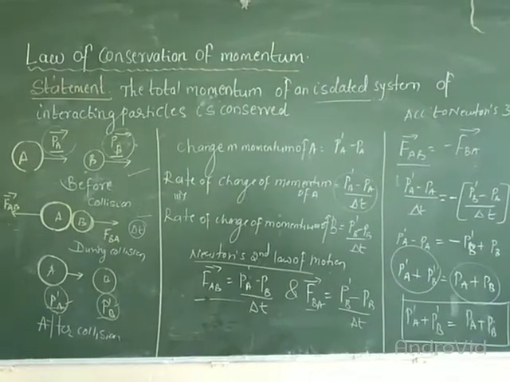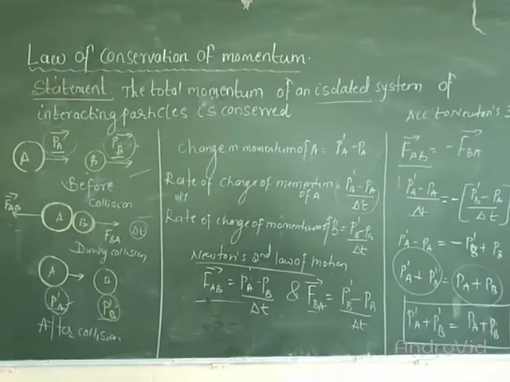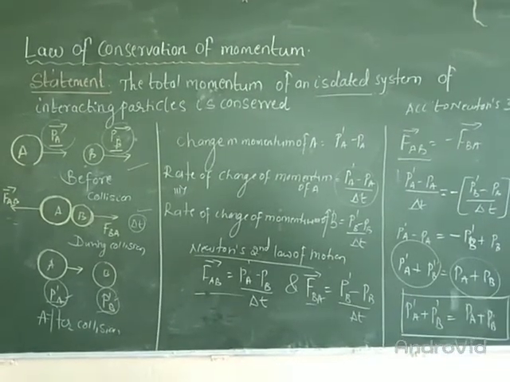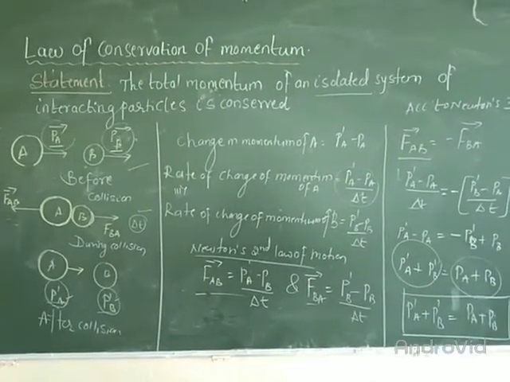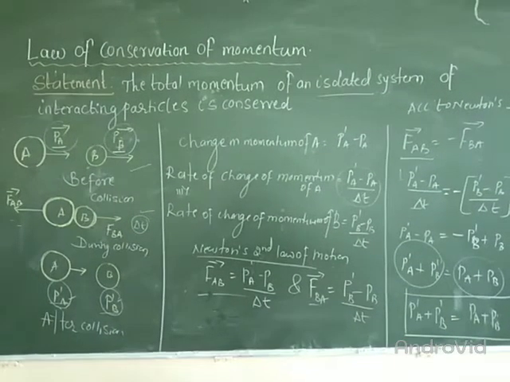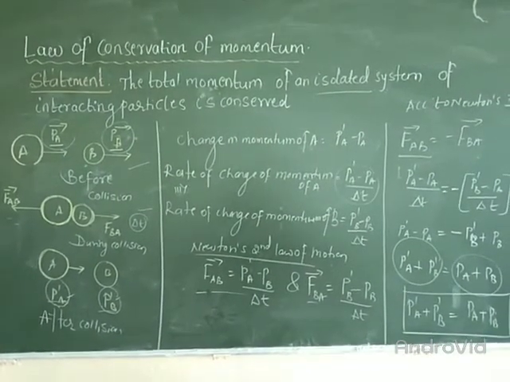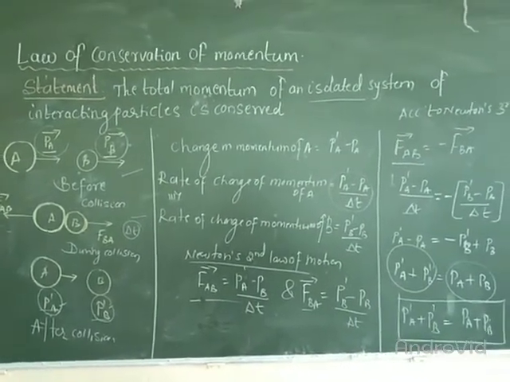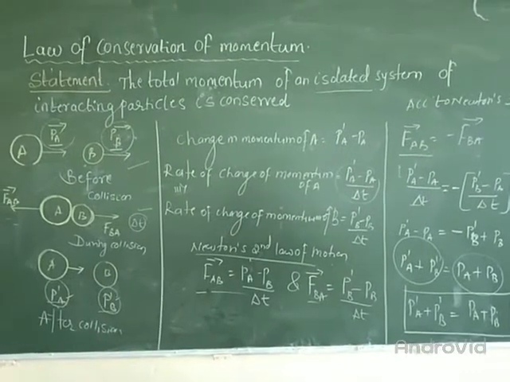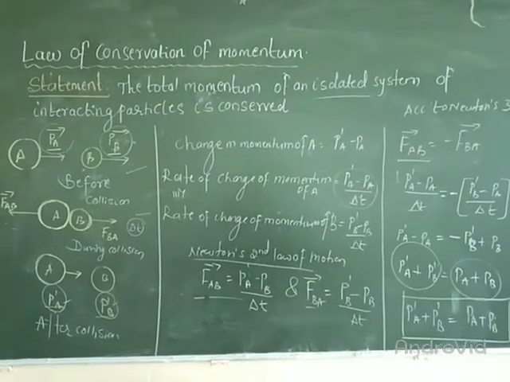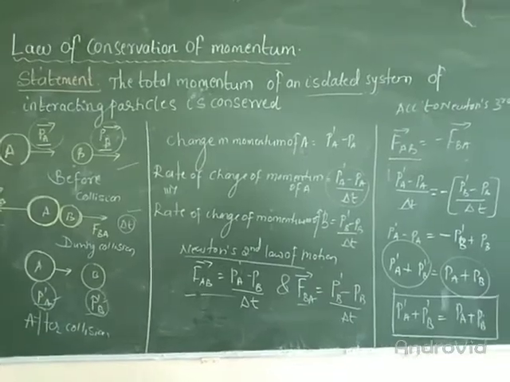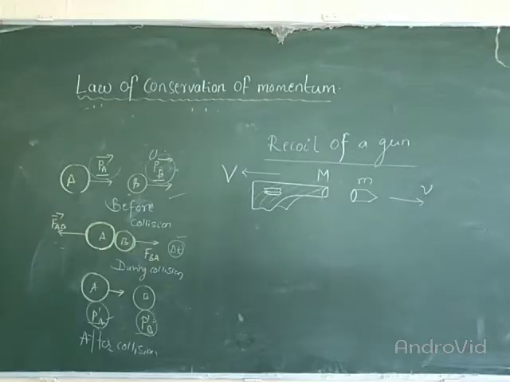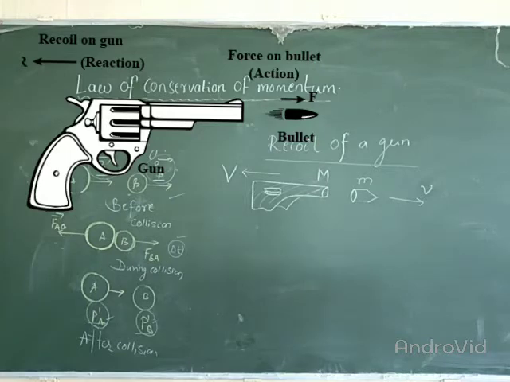Now let us take one example to explain the law of conservation of momentum, that is the recoil of a gun. By considering the law of conservation of momentum, let us explain the recoil of a gun. From the law of conservation of momentum, the recoil of a gun is the best example.